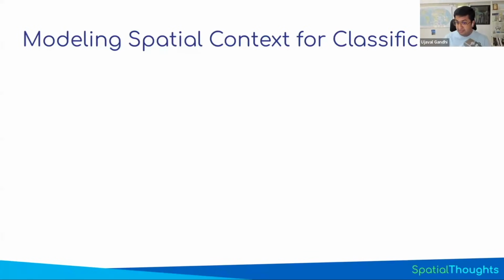We are still stuck on a tabular model. Random forest, decision trees, SVM, all of these classifiers expect a table. So the main trick is turning the spatial context into a table. I'll teach you some of those techniques.